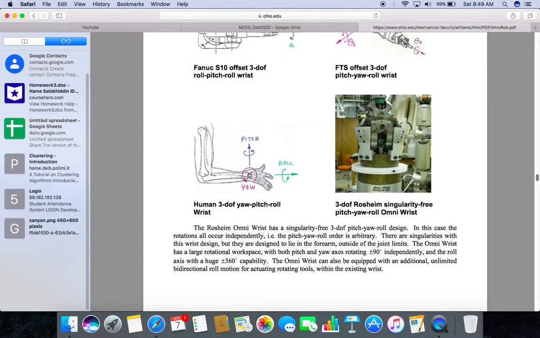The Omni wrist has a large rotational workspace with both pitch and yaw axis rotation of plus or minus 90 degrees independently, and the roll axis with a huge plus or minus 360 degree capability. The Omni wrist can also be equipped with an additional unlimited bidirectional roll motion for actuating rotating tools within the existing wrist.